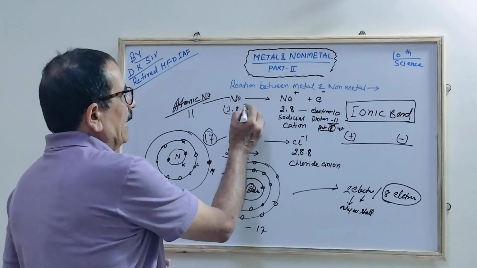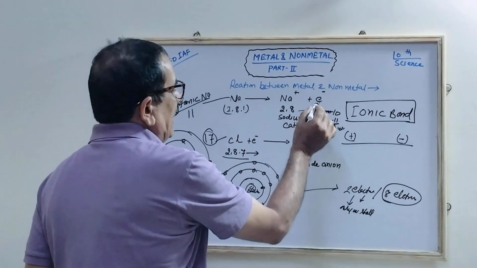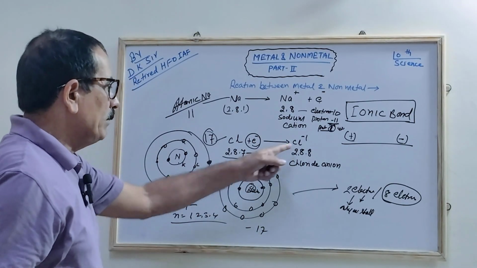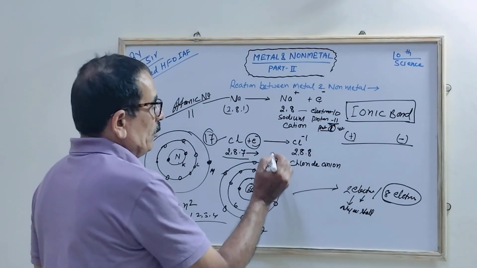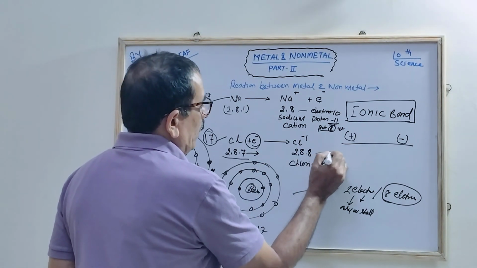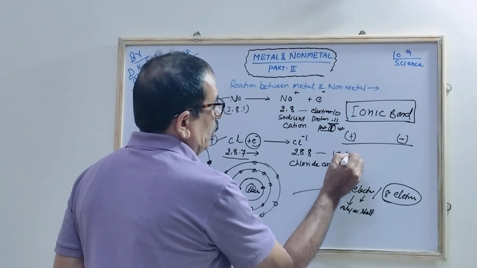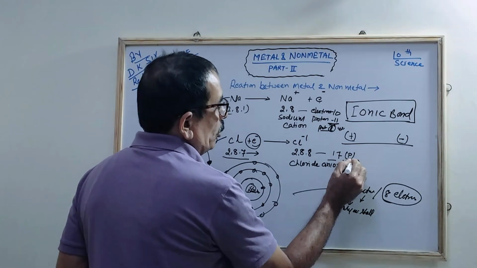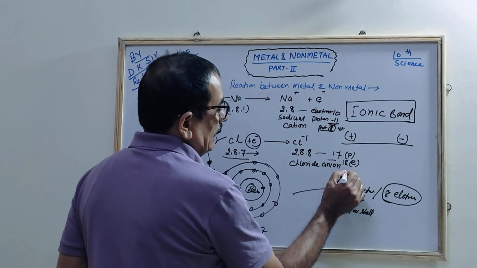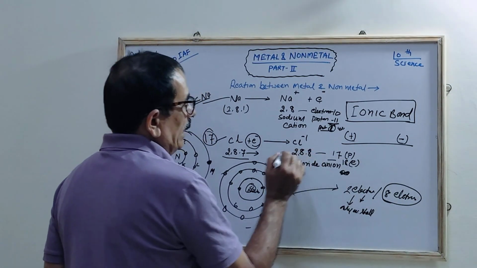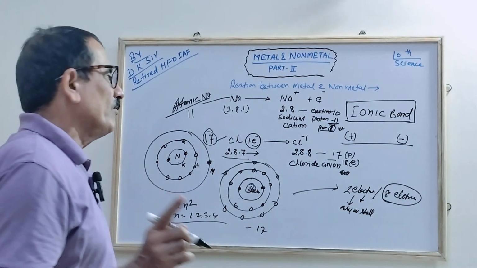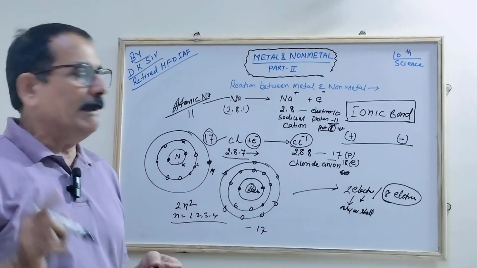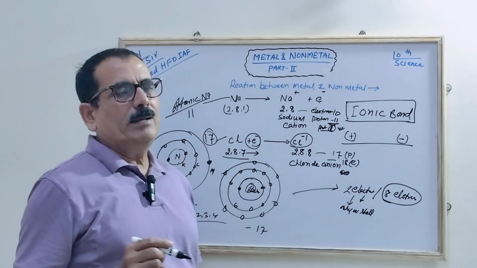So by losing 1 electron, Na, the metal, has become Na plus, and chlorine, by accepting this 1 electron, has become Cl minus. Here also the protons remain 17 only, and the electrons have become 18, correct? So 1 electron is extra. Because of the extra electron, which is negative in nature, it becomes Cl minus. When it is Cl minus, it forms the chloride, that is the anion.